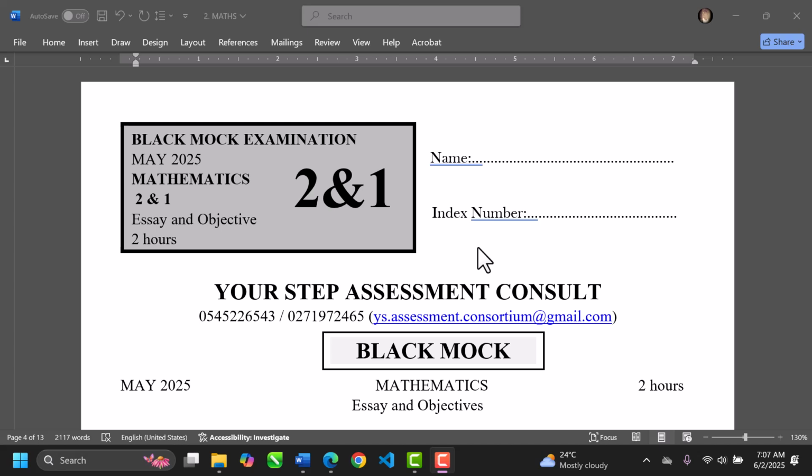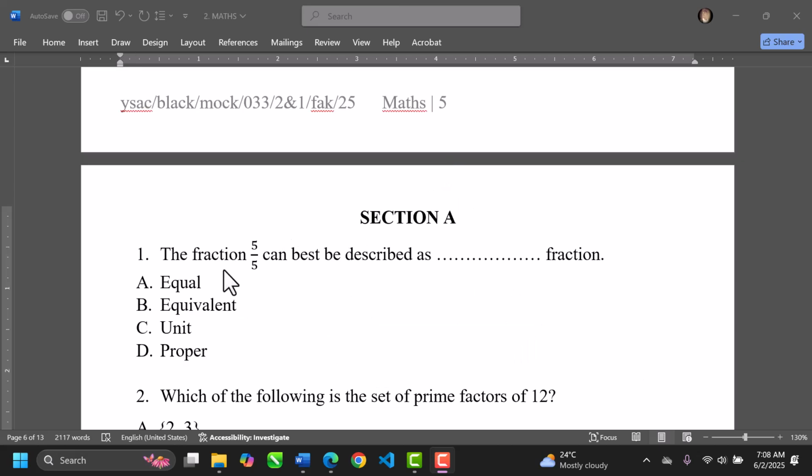This particular week, I'm going to do my best to give you all the likely questions that you need to pay attention to that will certainly or might come in your BECE. I'm also going to give you all the answers to the questions. So I'll be starting with black mock mathematics. Let's start with section A. Number one, you can go through the question. I want to speed up a little so that we can solve more questions. Number one, the answer is C.